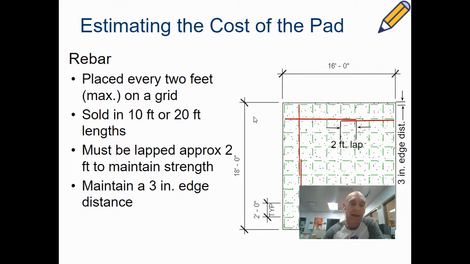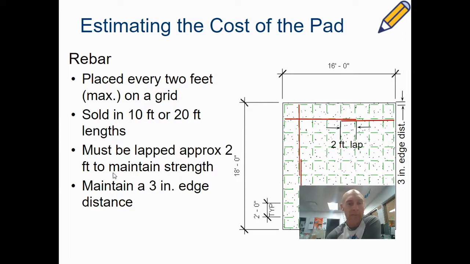Let's say we have a pad that's 18 feet by 16 feet. Well, we have to place the rebar on a 2-foot grid, and it is sold in 10 or 20-foot lengths. 20-foot lengths are really difficult, though, because it's hard to transport them. You need a really long trailer. 10-foot lengths are a lot easier to move around. So unless you're doing a really large project, you as a homeowner are probably, with a pad like this for a shed, you might just buy 10-foot sticks and then you stitch them together.